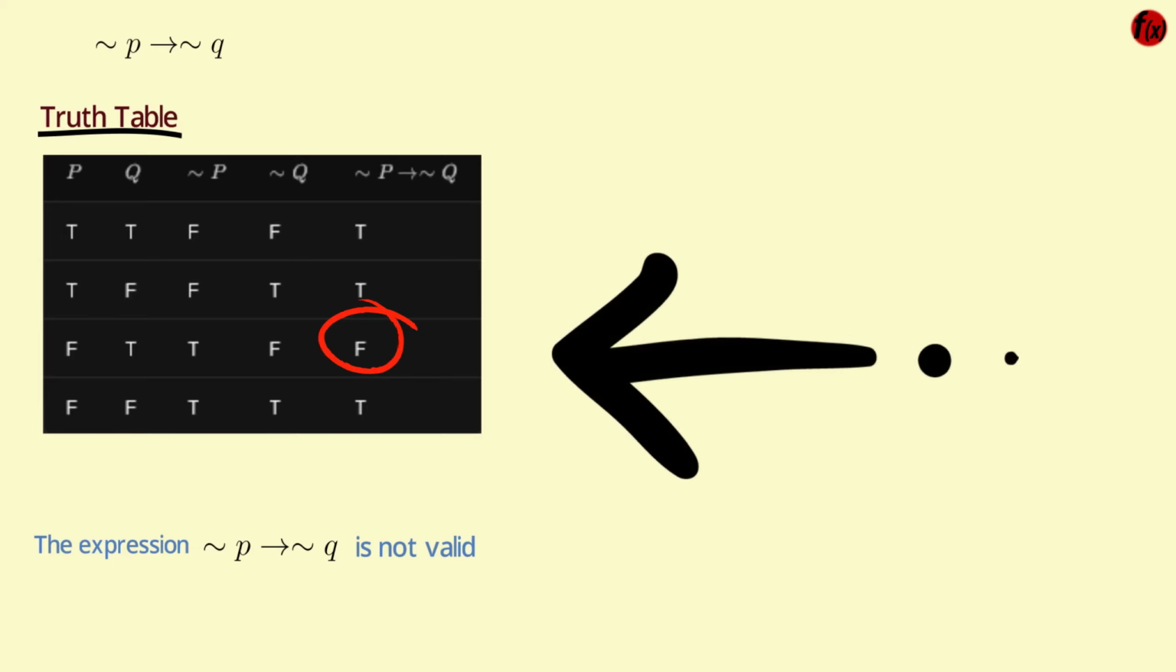Conclusion. The expression, not P then not Q, is not valid as it can be false, specifically in row 3. In logical terms, the statement is valid only when it cannot lead to a false conclusion. Here, it can lead to a false result when P is false and Q is true.